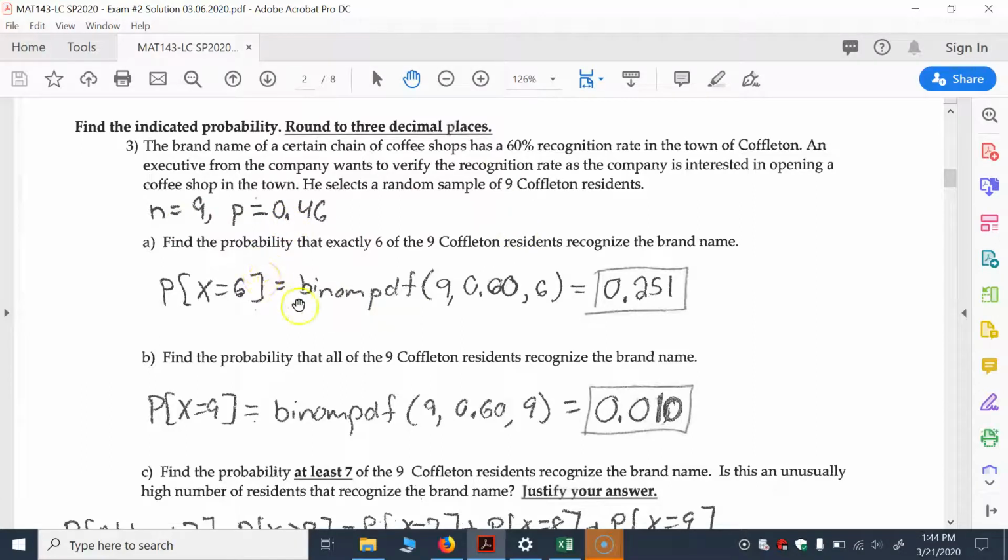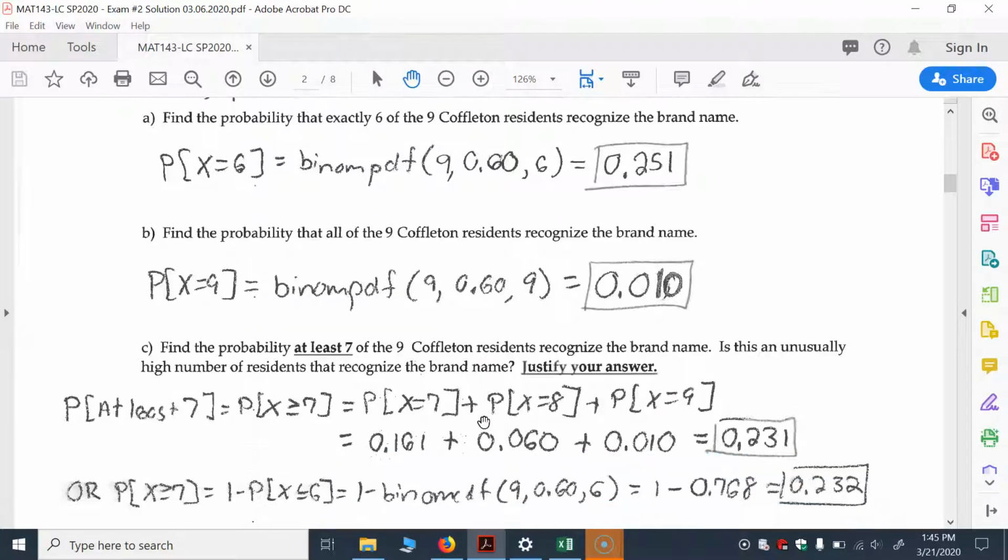All right, so probability exactly 6 of the 9 residents recognize the brand name. That's one individual probability. We can use binomial PDF. You get 0.251. The probability all 9 residents recognize the brand name. Again, that's one exact probability, X equals 9. Again, I can use binomial PDF, and that would be 0.01.